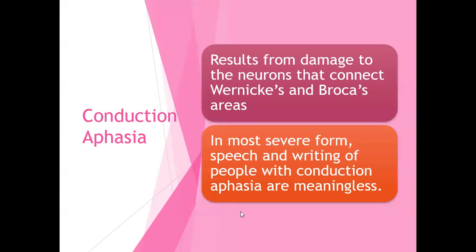Conduction aphasia results from the damage to the neurons that connect Wernicke's and Broca's areas. So in the most severe form, speech and writing of people with conduction aphasia are meaningless. So they can produce some speech and they can maybe write some things, but they don't have any meaning associated with them.